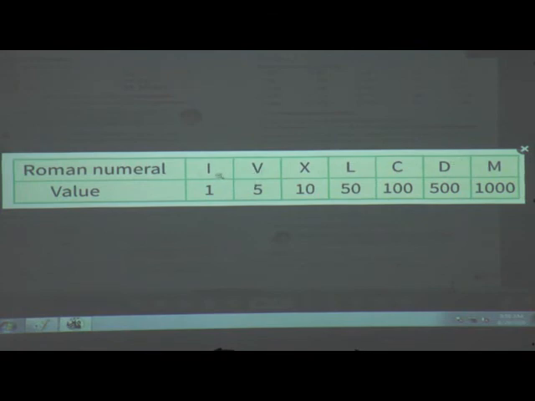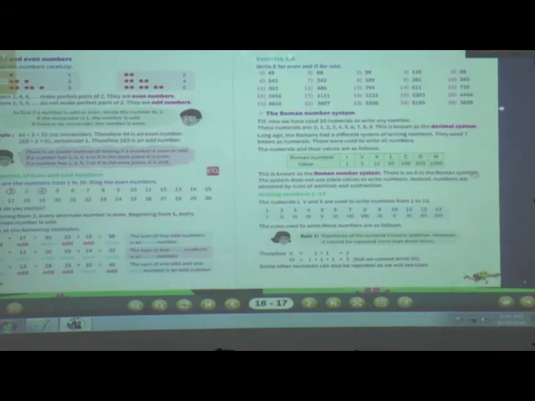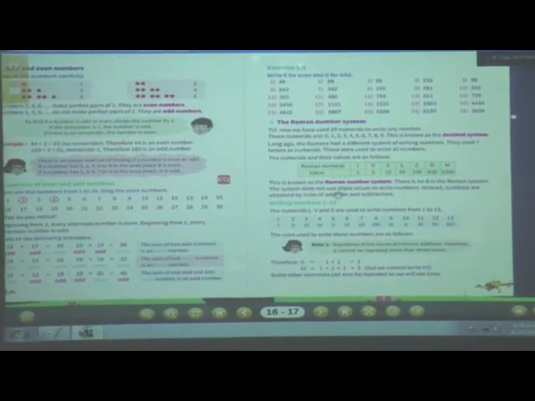Which letters are there? I. What is the value of I? 1. Then V stands for 5. Then value of X is 10. Value of L is 50. Value of C is 100. Value of D is 500. And the value of M is 1000. So I, V, X, L, C, D and M. With these 7 letters, we form Roman numbers.